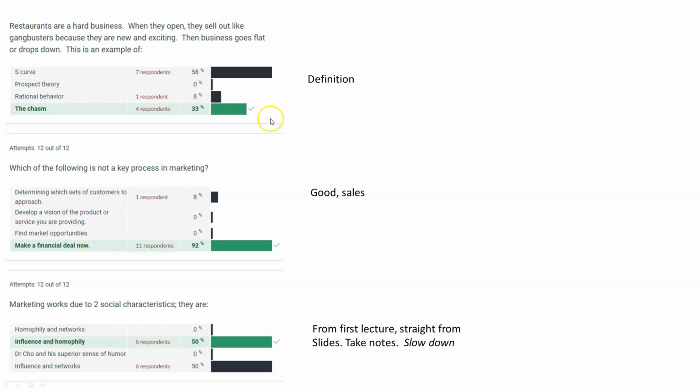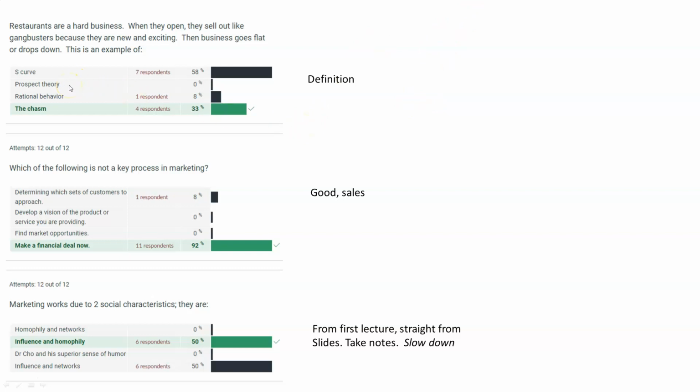This is an example of rational behavior means that the choice I make, I'm going to turn a profit. And so it's not rational behavior. Few of you figured out that this is what the chasm is. Remember the chasm. High growth in the beginning goes flat because you hit the chasm. And then hopefully you can get it to reinvigorate. And those were those graphs and everything else from the lecture.